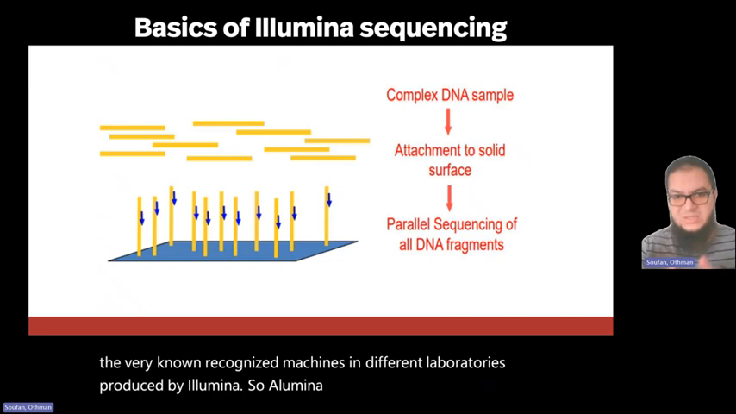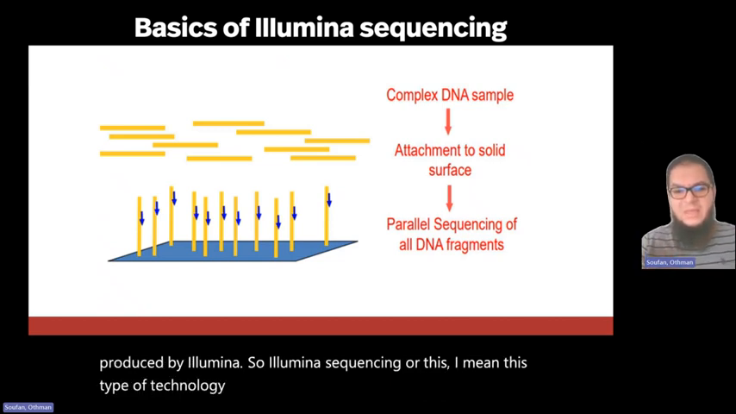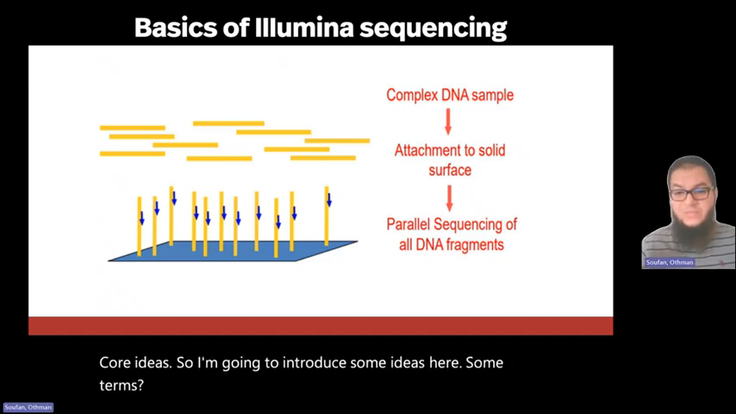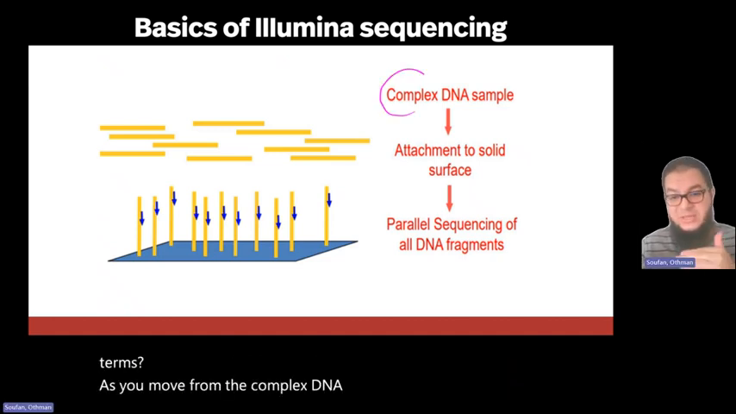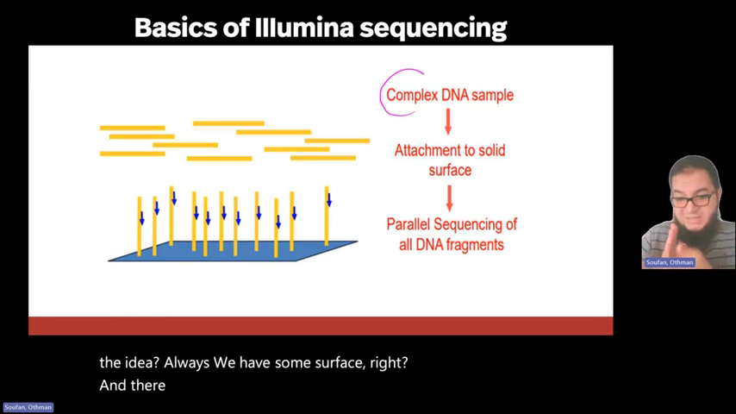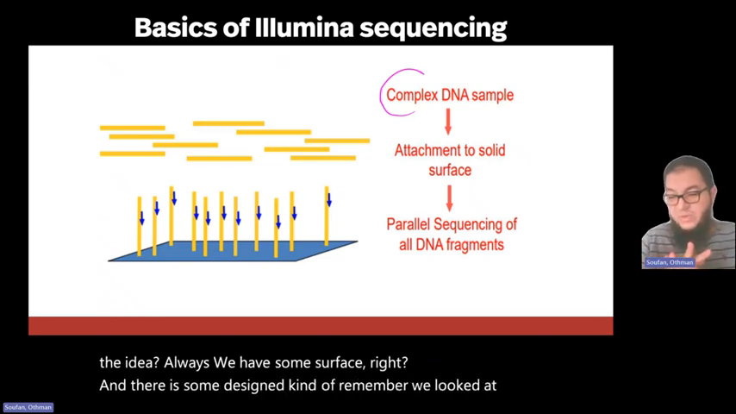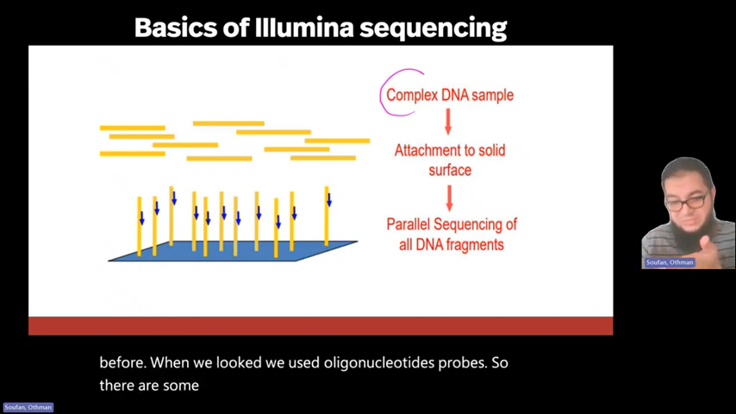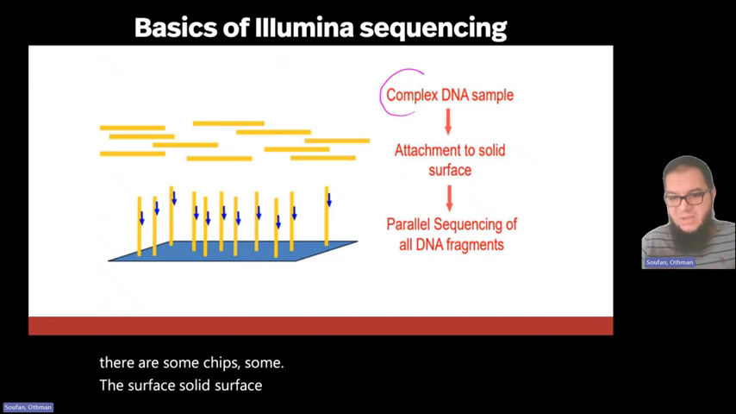So Illumina sequencing, this type of technology, has some core ideas. I'm going to introduce some ideas here, some terms, as we move from the complex DNA. What is the idea always? We have some surface, right? And there is some designed kind of, remember, we looked at these before when we used oligonucleotide probes. So there are some chips, some solid surface with some designed nucleotides attached to it.